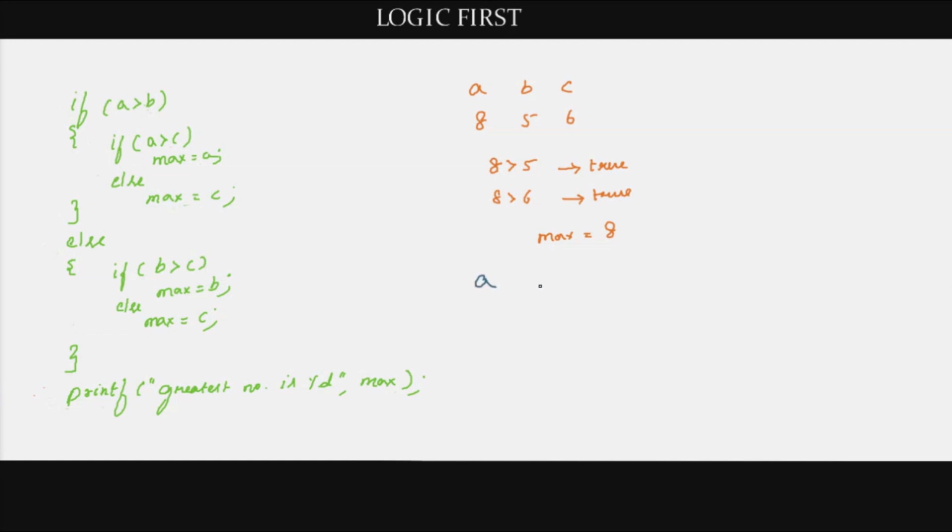Now let's take A, B and C as 10, 11 and 12. So first A greater than B is checked. A greater than B, 10 greater than 11.